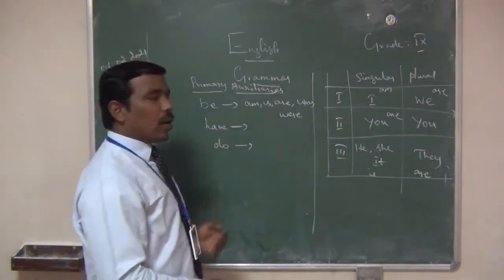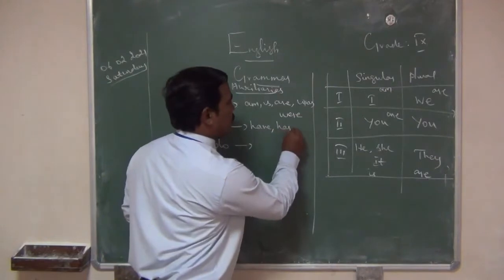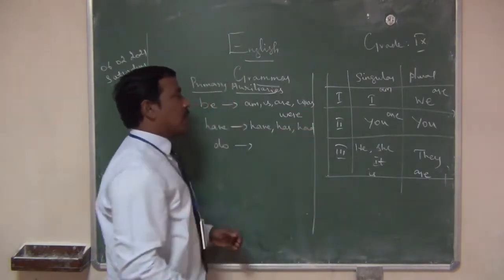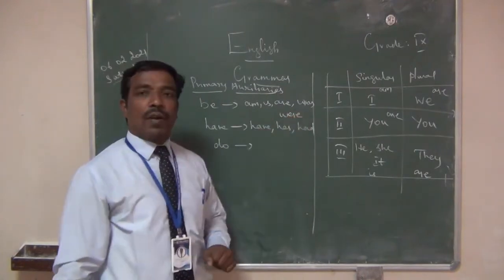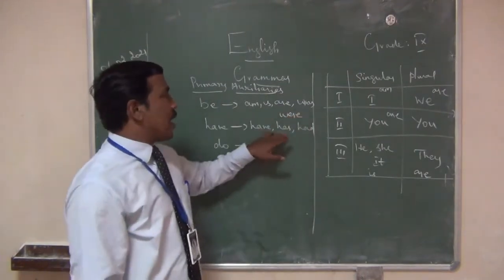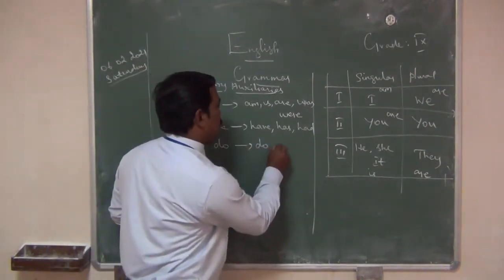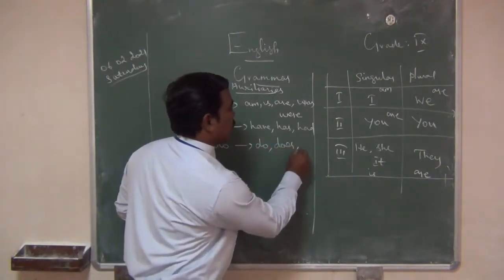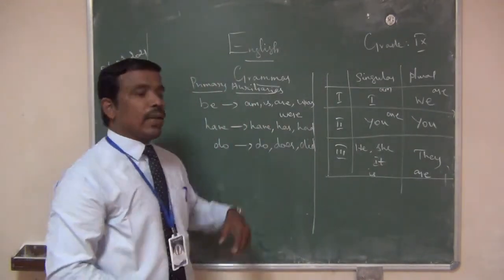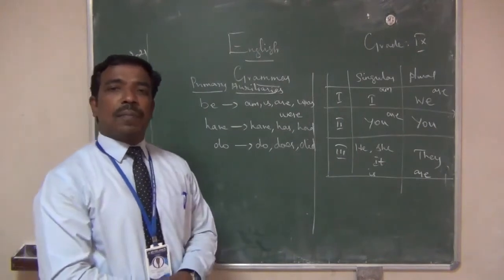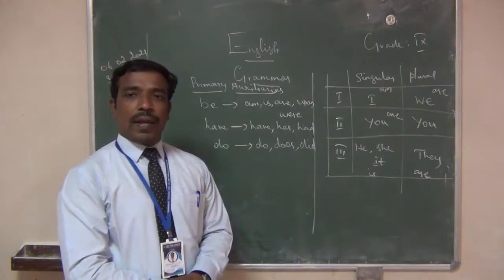What are have form verbs? Have, has for present tense, had for past tense. Here am, is, are for present tense, was or were for past tense. Have, has for present tense and had for past tense. Here do, does for present tense, did for past tense. Totally 5, 6, 7, 8, 9, 10, 11. These 11 helping verbs are primary auxiliaries.